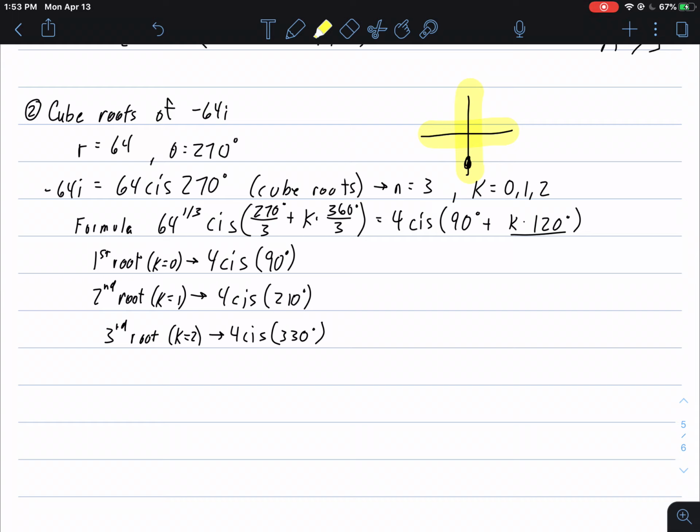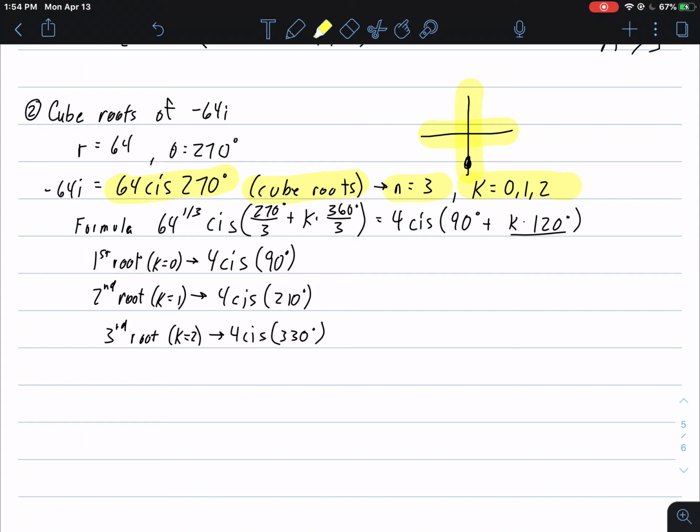So there's r, there's theta, so negative 64i in trig form would be r cosine plus i sine theta, 64 cis 270 degrees. And then we're looking for the cube roots of that number, which then there would be 3. n equals 3. There are 3 cube roots. We start again with k equals 0, and then 1, and then 2. Always up to n minus 1.